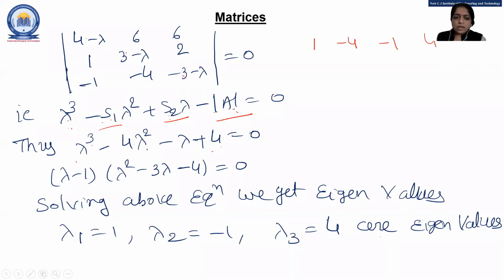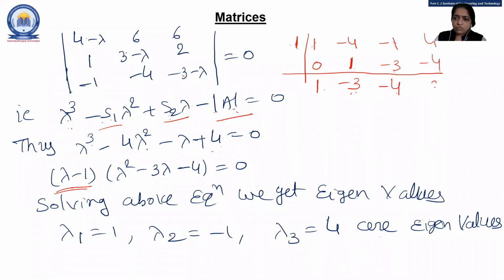It means there is one factor, that is lambda -1. The summation of all elements: -4 plus 4, 1 minus 1, so the summation is 0. As lambda -1 is one factor, I have to substitute here 1, 0. 1 plus 0 is 1. 1 into 1, I'm putting here. -4 plus 1 is -3. By multiplication of 1 into -3, I'm putting here -1 minus 3, that is -4. 1 into -4 is -4, and 0.